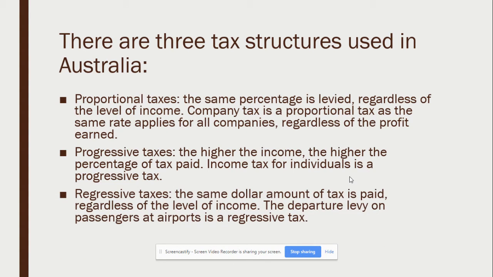And then you get a regressive tax. This is the same dollar amount of taxes paid, regardless of the level of income. So the departure levy on passengers at airports is regressive. So if you're going all the way around the world, you pay the same tax as somebody who's just going to Brisbane.